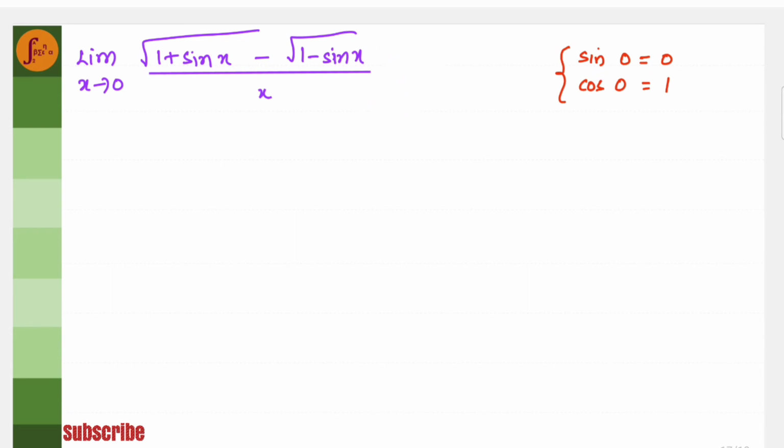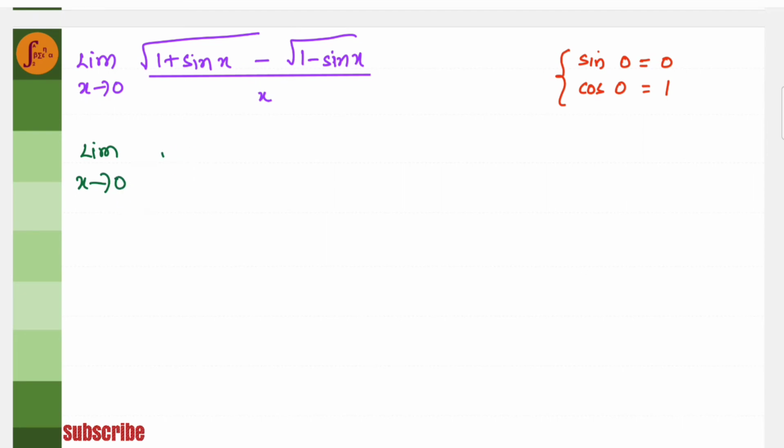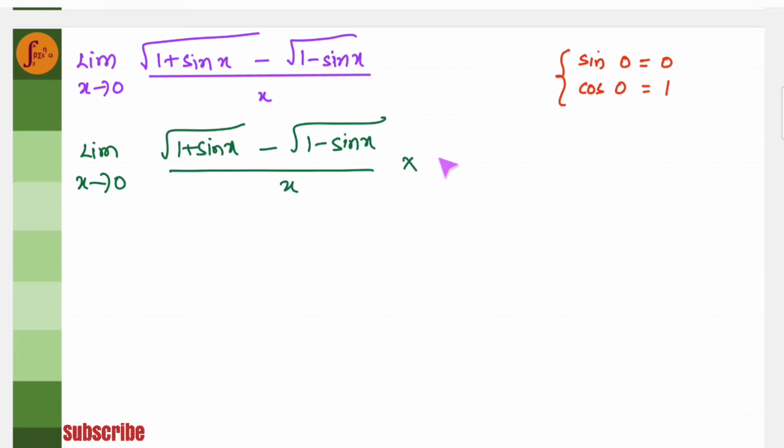For a polynomial function. Similarly we'll have to do this for trigonometric functions. And remember these values: sin 0 is 0, cos 0 is 1. We will have to use these values in this expression. We'll have to rationalize. We'll have to multiply and divide by the numerator expression with the opposite sign, right? Here we have minus, so here we're going to have plus root of 1 minus sin x.